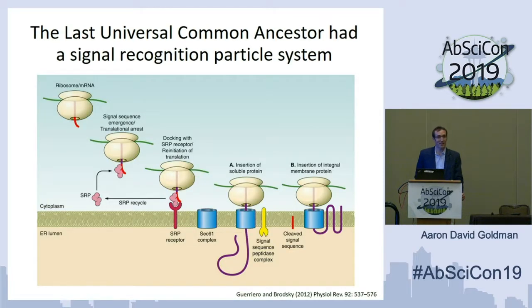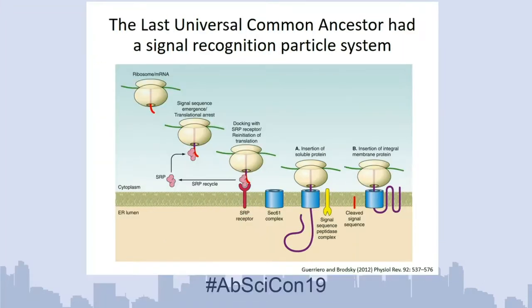One thing we know that's relevant to this talk is that that ancestor was most likely cellular. We think that's the case because it had a signal recognition particle system, which is used for delivering proteins to the cell membrane and either secreting proteins out of the membrane or embedding them within the membrane. I know it says ER lumen here, and that's true for eukaryotes, but in prokaryotes, this system occurs on the cell membrane.